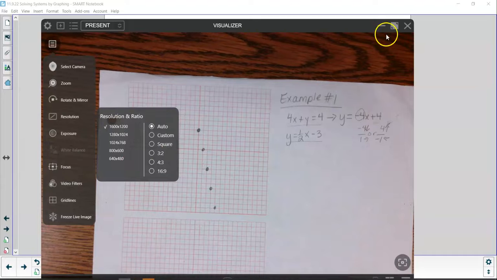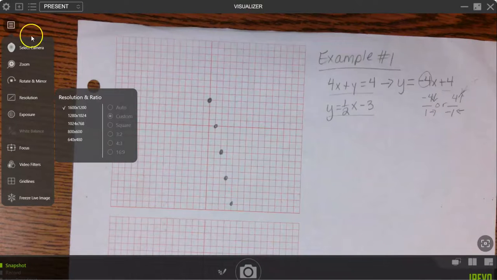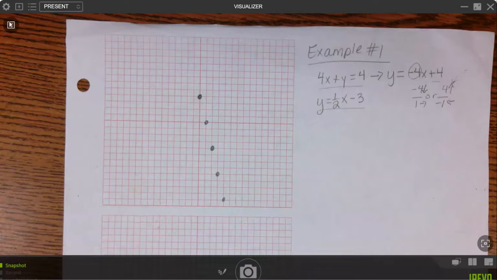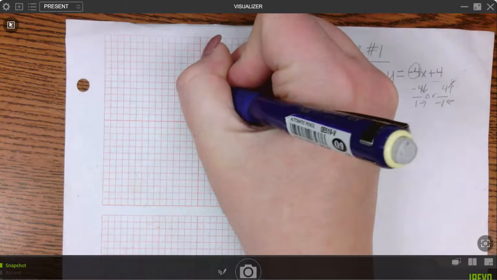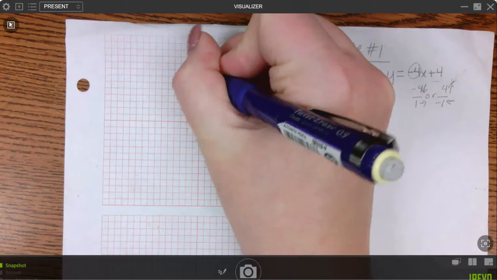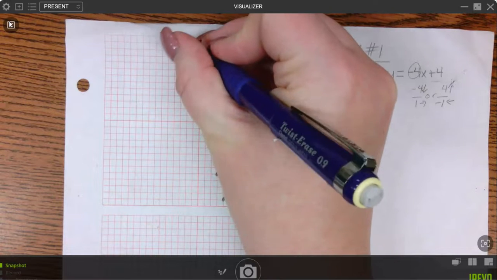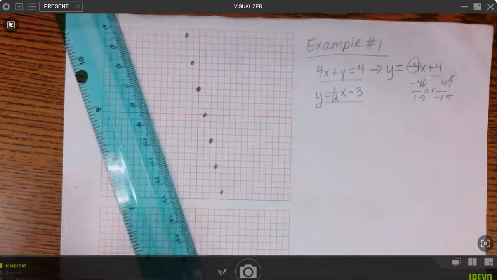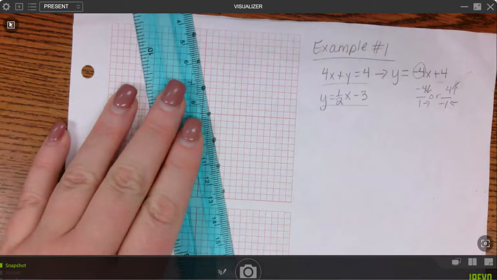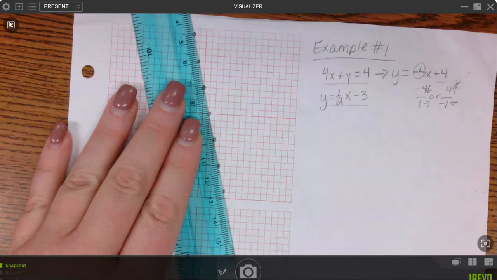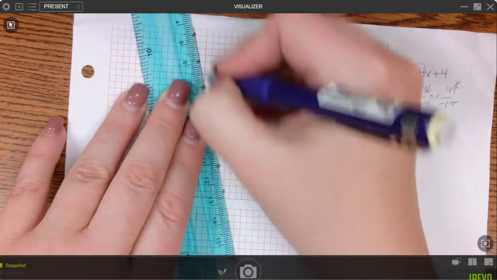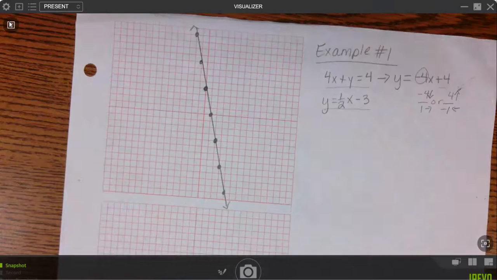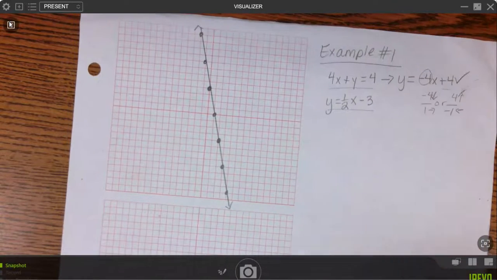Or we can go up 4, and left 1. So we can go up 4 and left 1. Up 4 and left 1. So once you have all of those nice points, get your ruler and connect your points. Okay, so we have graphed this one.